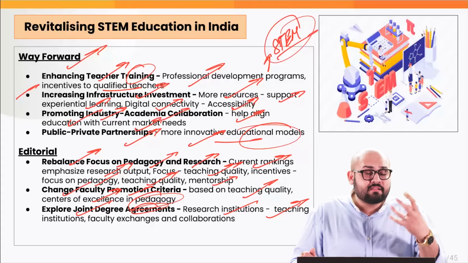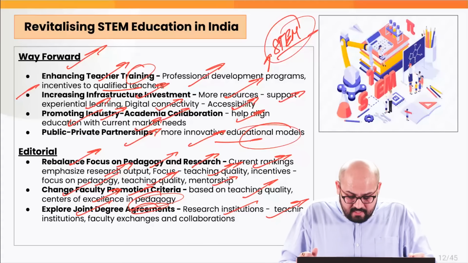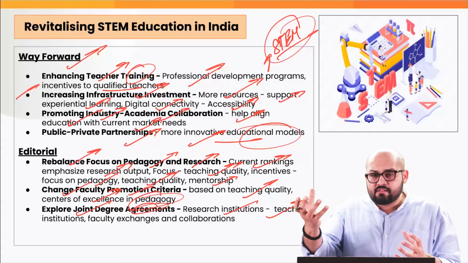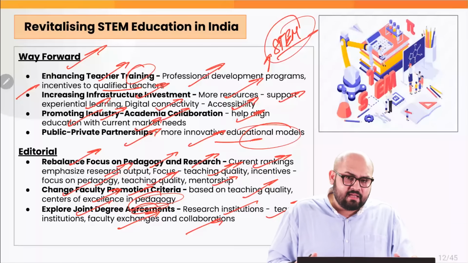That would serve as an incentive for the students because they would really want to go to such research institutions, right? So that is what we are focusing upon, that there has to be collaboration between the teaching institutes and the research institutes. There should be a focus upon faculty exchanges and different collaborations between these institutions.